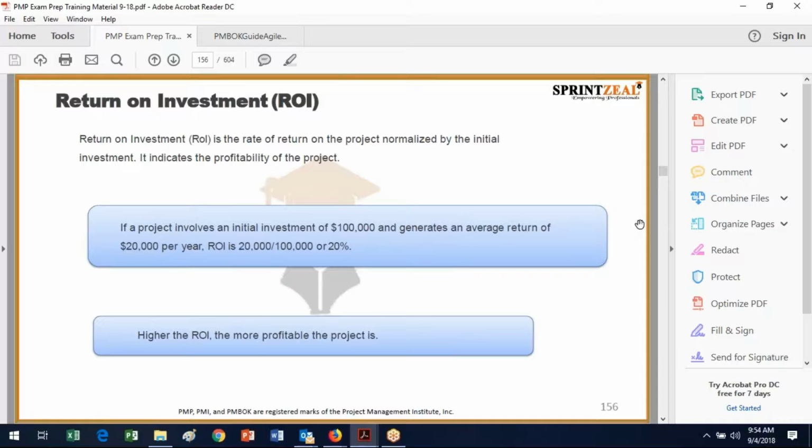That one you may have to calculate, so make sure that you understand that it is the average return per year divided by the initial investment. And here, the higher the return on investment, the more profitable the project is.